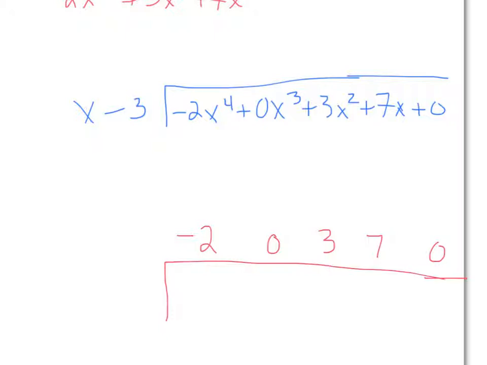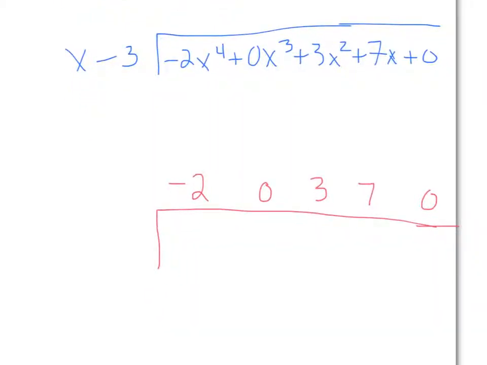Now, on the outside, what you're going to do is this. You're going to take whatever c is, and it's going to go out here. And c comes from the fact that you're dividing some polynomial by some binomial x minus c. Remember, this was what we said a moment ago. For synthetic division to work, you're dividing by some quantity x minus c. So what is c in this problem?